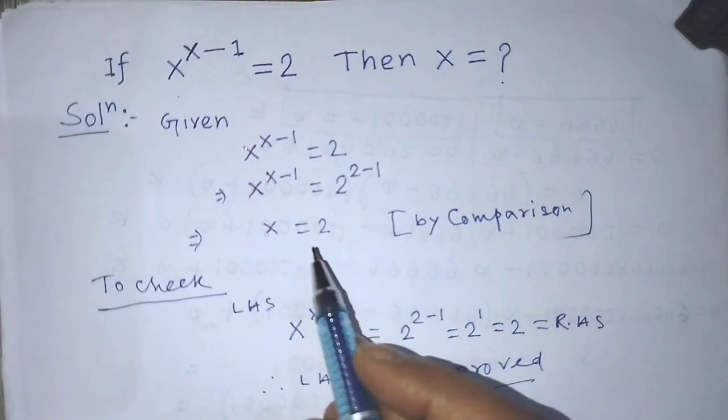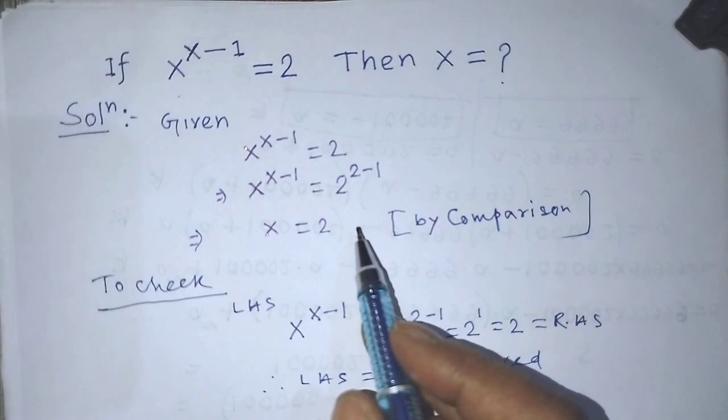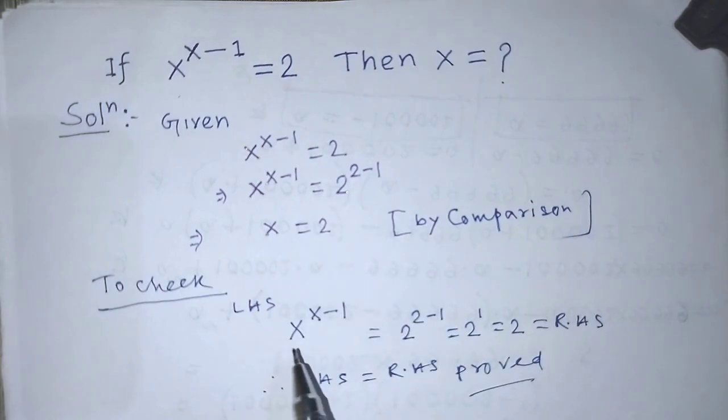So x is equal to 2 is the correct solution of the given equation. So student, our answer is complete.